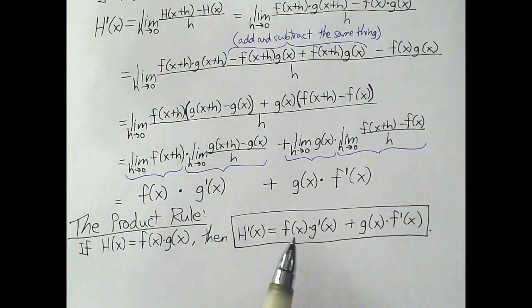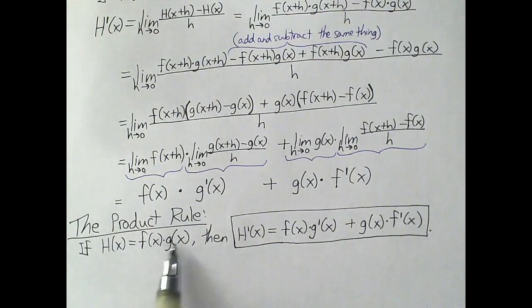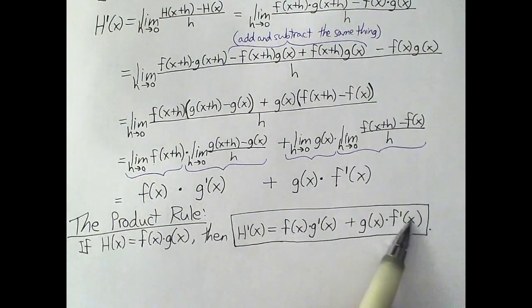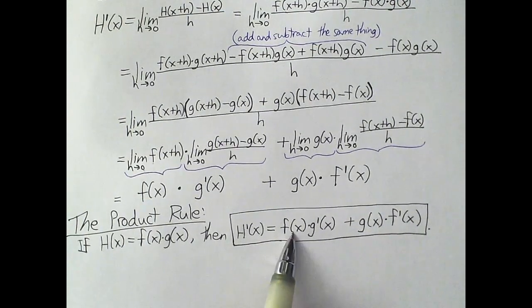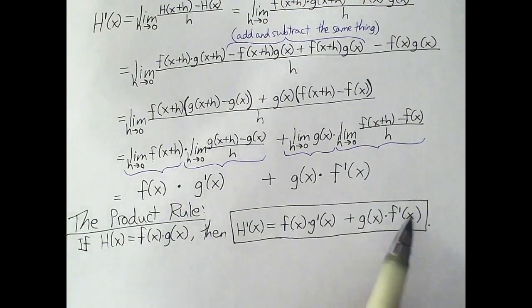So we need to know the function, the derivative of the second one, and then the second function, and then the derivative of the first one. I'm calling these two things the first function and the second function. So there are 4 pieces to this puzzle: first function, derivative of the second one, second function, derivative of the first one.